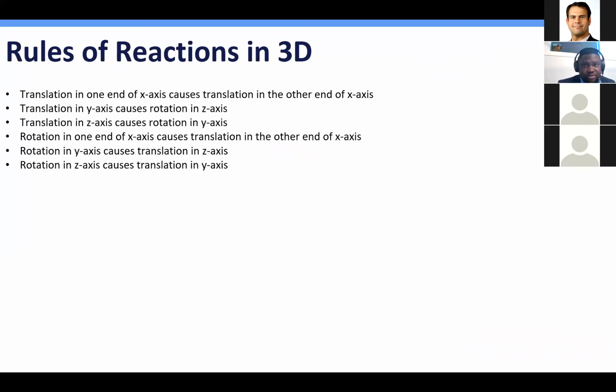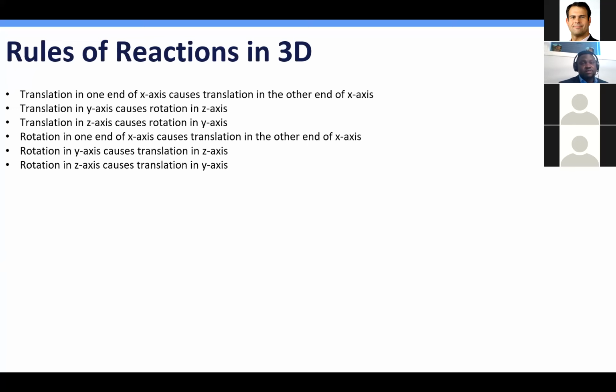And so the rules of reactions in 3D: translation in one end of the x-axis causes translation on the other end. Translation in the y-axis causes rotation in the z-axis, and translation in the z-axis causes rotation in the y-axis. For the x-axis, translation leads to translation on both sides, from the G end to the K end. And for translation in y and z, y translation leads to z rotation, z translation leads to y rotation, and vice versa.